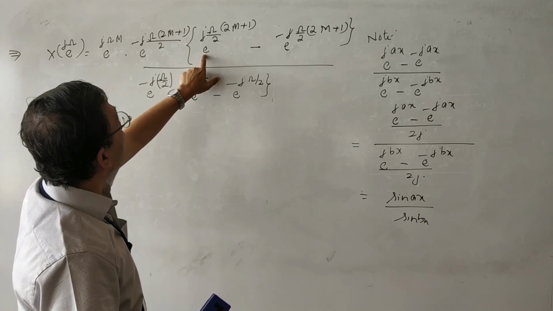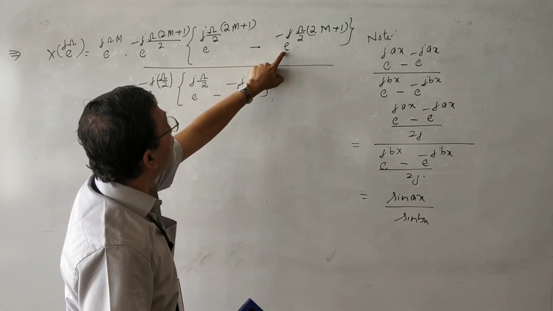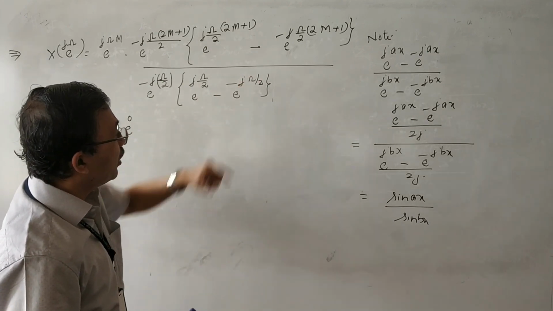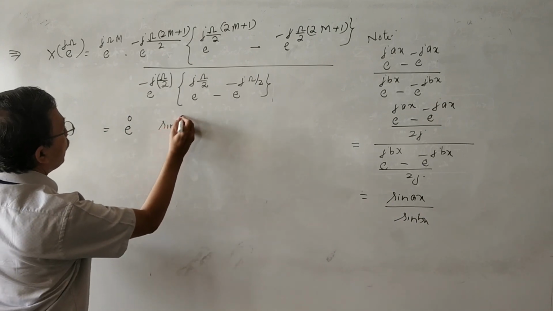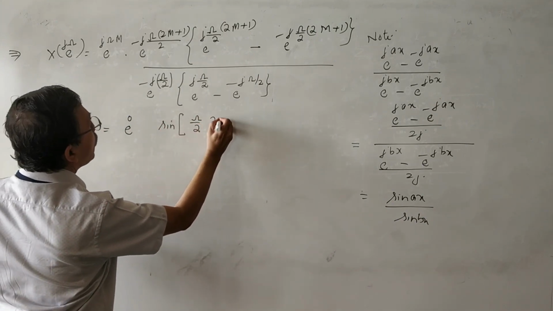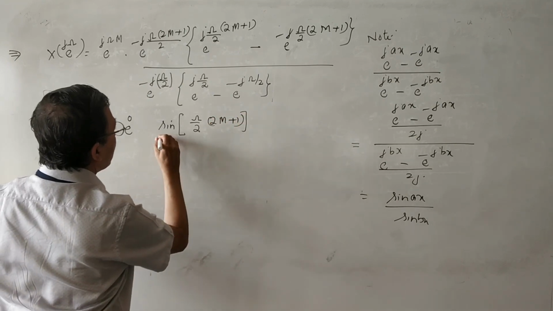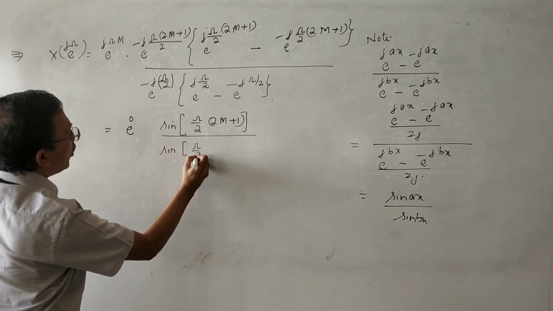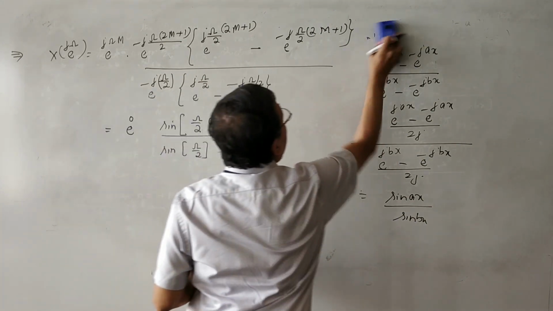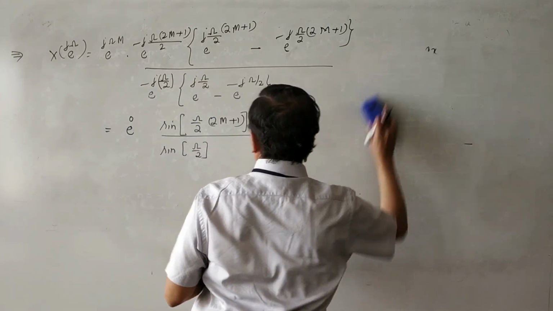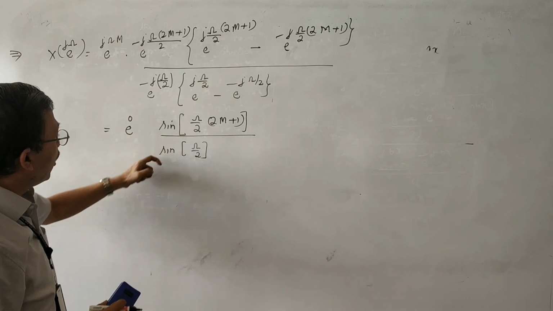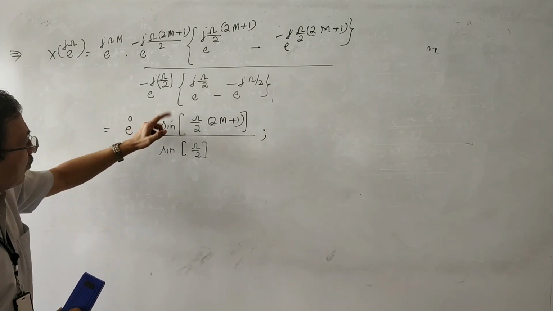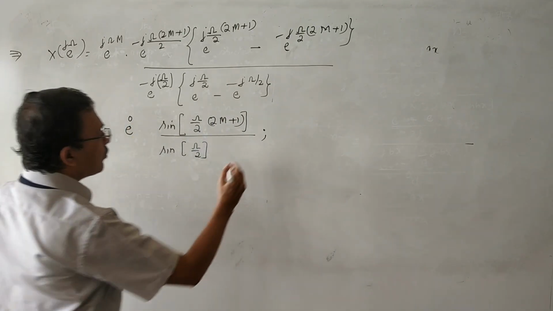This is like e to the power j times ax minus e to the power minus j times ax. This is like e to the power j times bx minus e to the power minus j times bx. So you get what? Sin of omega by 2 into (2m plus 1) divided by sin of omega by 2. We have to avoid indeterminate form here. Indeterminate form is numerator 0, denominator 0. That will happen when omega is 0. You get sin 0 is 0. Here also sin 0 is 0. 0 by 0. Avoid that.